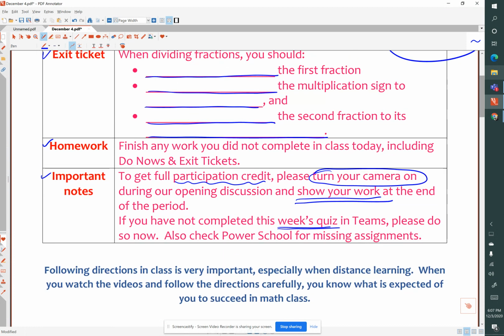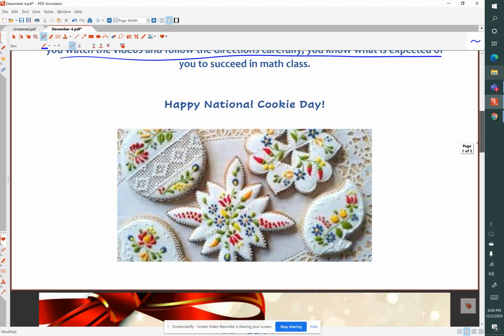Remember, when you are distance learning, it's really important that you're a self-starter, and it's really important that you follow all directions when you watch the videos, and also look at everything in the videos like what I just read to you so that you know what's expected of you in math class.